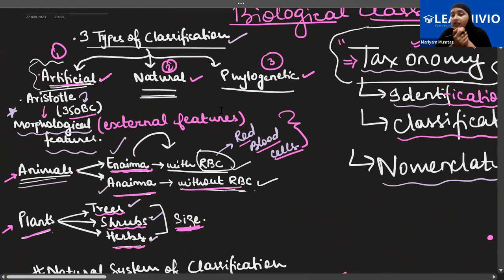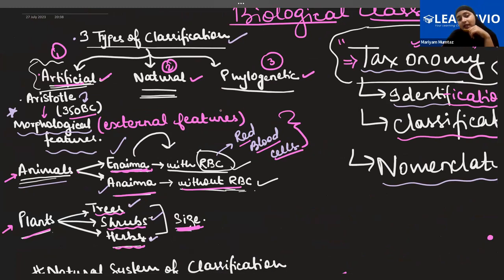Now, initially there were many people that tried to classify in their own way, because no one had ever done this before. With that came the different types of classification. We can call them types or systems of classification, it's the same thing. There are three systems: first is the artificial system, then the natural system, and lastly the phylogenetic system of classification.